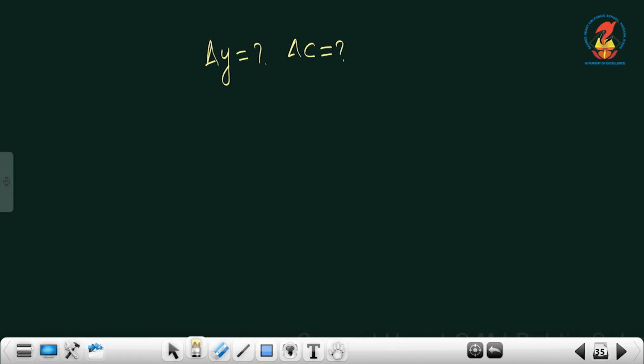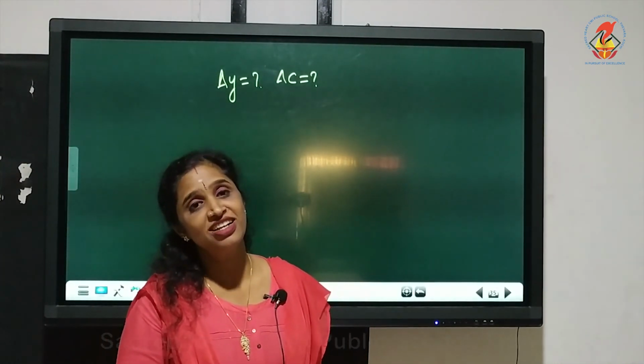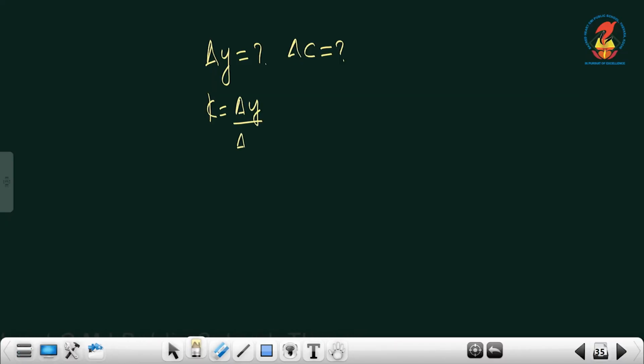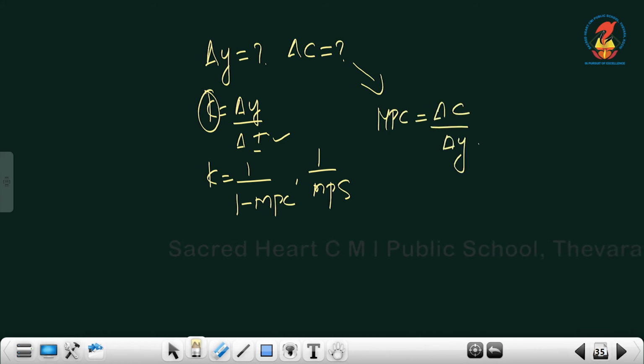Okay. Now, you know which formula you have to use to find out delta Y and delta C. To find out delta Y, which formula you can use? K is equal to delta Y by delta I. Okay. Now, delta I is already there in your data. You have to find out delta Y. You have to find out K, right? K is equal to either 1 by 1 minus MPC or 1 by MPS. Now, from where you can find out this delta C? By using the formula MPC. MPC is equal to delta C by delta Y. For that you have to find out the value of MPC.